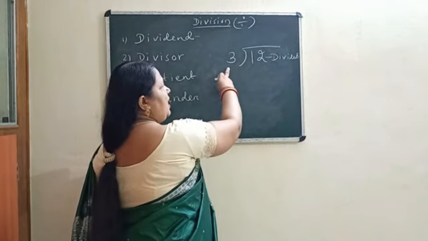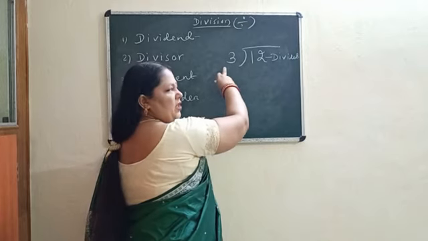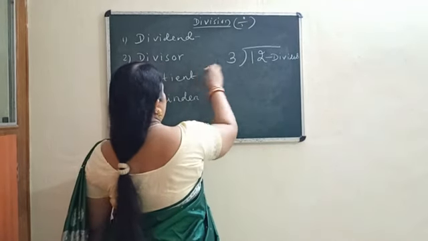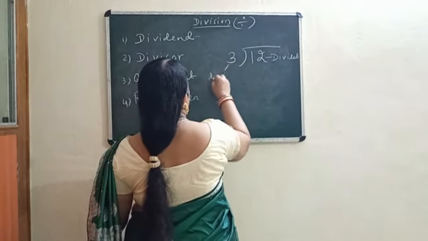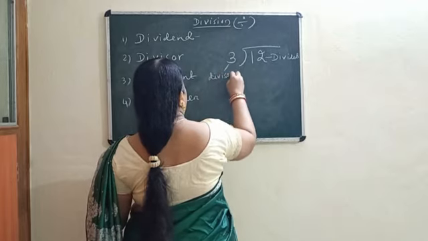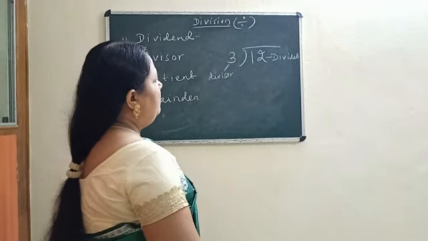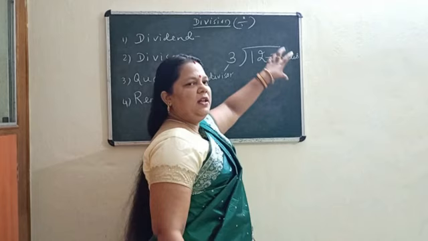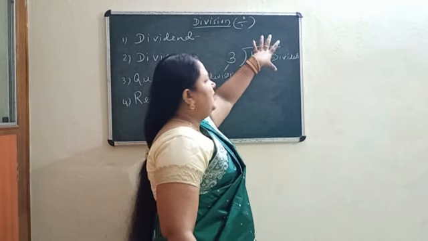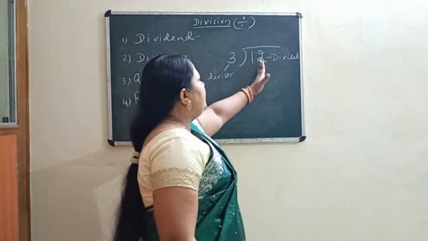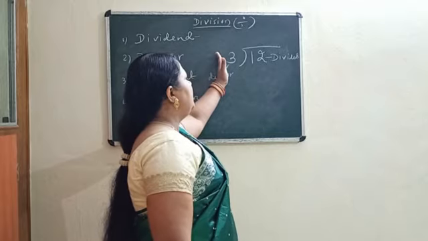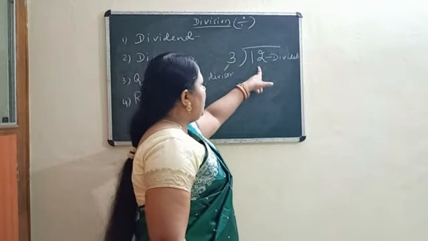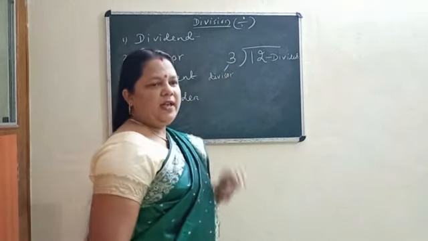And by which we are dividing, means by 3 we are dividing here. So here 3 is called your divisor. Means the number we have taken for division is the dividend, and the number by which we are dividing is called your divisor. So 12 is your dividend, 3 is your divisor.